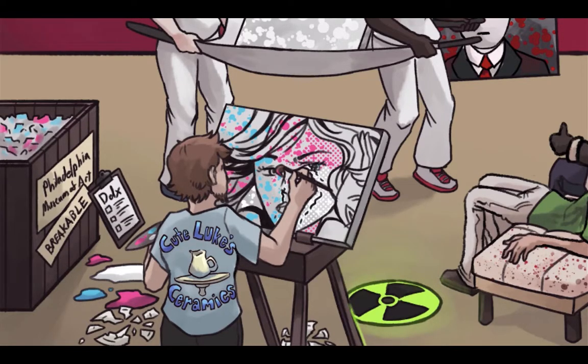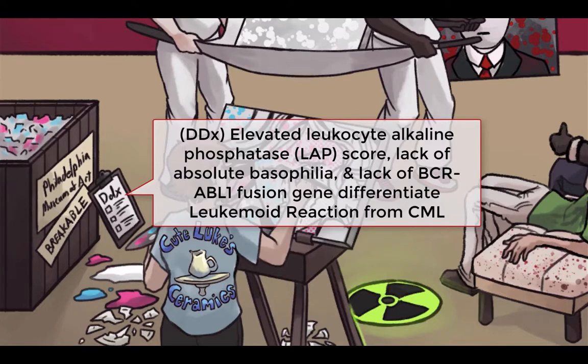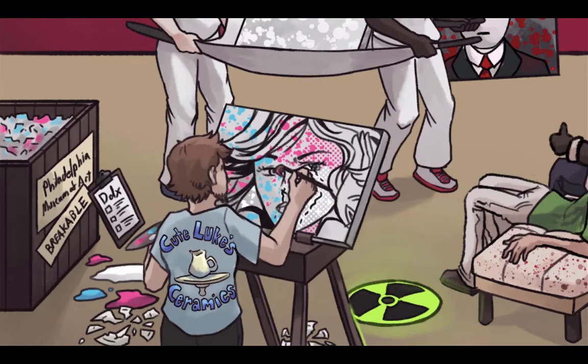The super high white blood cell counts produced in leukemoid reaction can definitely scare any physician into thinking leukemia, but there are a few important differences between the two conditions. First, check a leukocyte alkaline phosphatase level. Since leukocyte alk-phos is only found in mature white blood cells, it'll typically be elevated in leukemoid reaction, whereas patients with CML will have an abnormally low LAP level. Second, while absolute basophilia is a universal finding in CML, it's almost never seen in patients with leukemoid reaction.